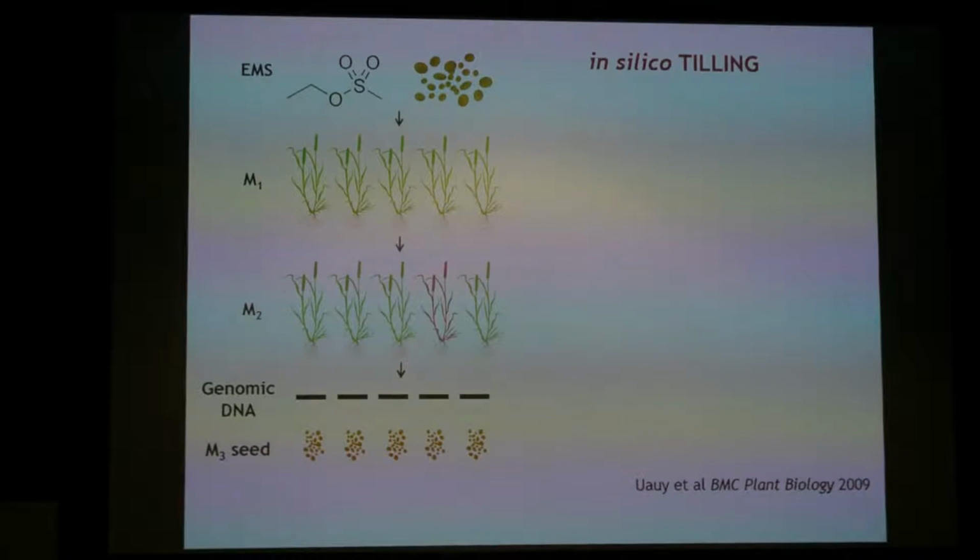So what we do is that we collect genomic DNA from that plant, from the M2, and we also collect the seed of that plant, and we archive that seed. So those are two things that we have. And for many years, we used the population gene by gene, and it's fantastic.